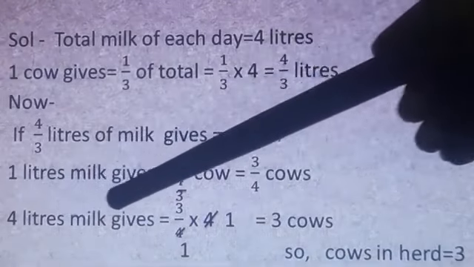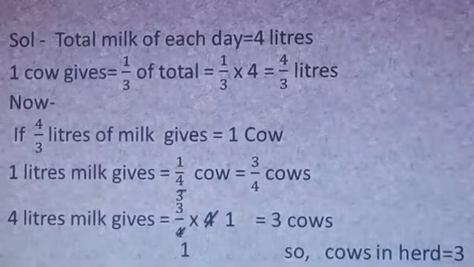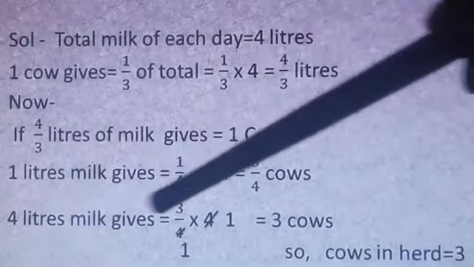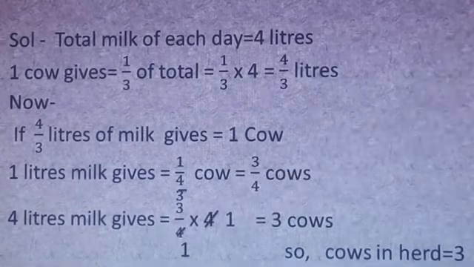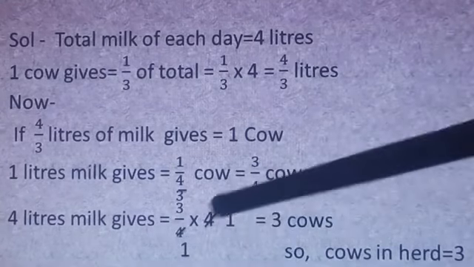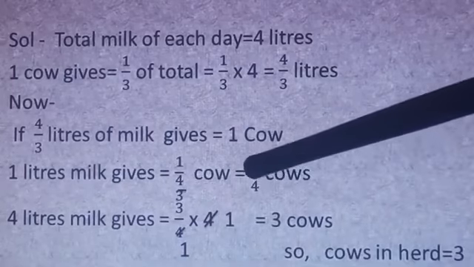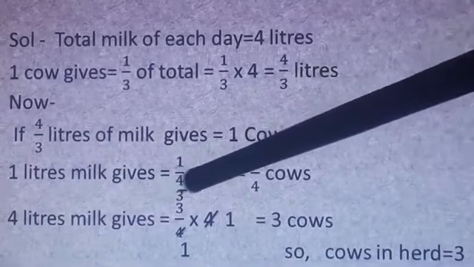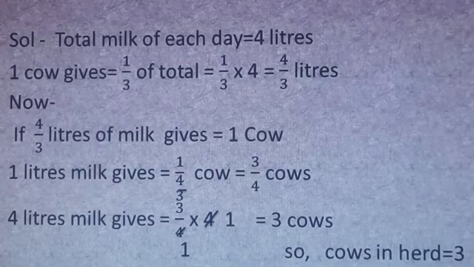And 4 liter milk gives 3 upon 4 multiply by 4. 1 liter से 4 में जा रहे हैं तो 4 अब multiply हो जाएगा. So 3 upon 4 multiply by 4. 4 ones are 4, 4 ones are 4. Here it is left 3. 4 liter of milk कितनी cows देती हैं? 3 cows. So the cows in the herd is equal to 3.